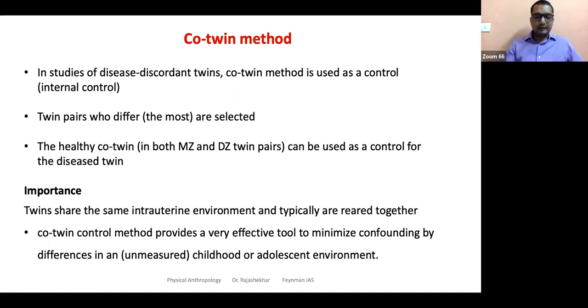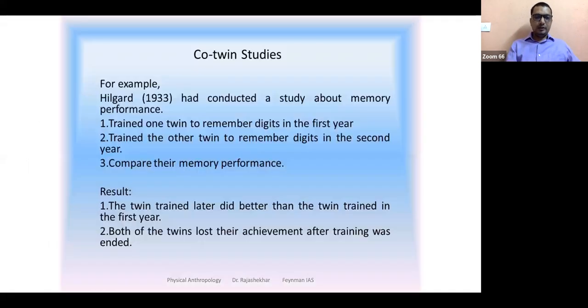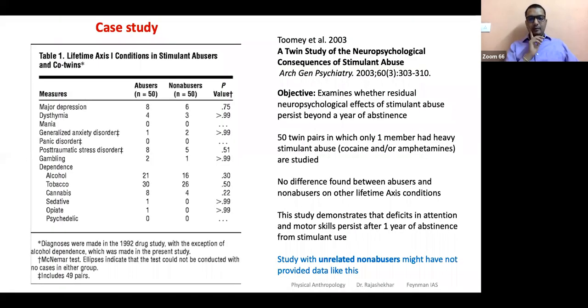What do I mean by that? Let's see a case study for this, and then I will explain. I've taken this from a research paper, and I've also mentioned this paper. It is from 2003. So it's a case study for the co-twin method. First I'll explain how co-twin methods are best suited for this study, but not regular twins or concordant twins or any other pair of people.